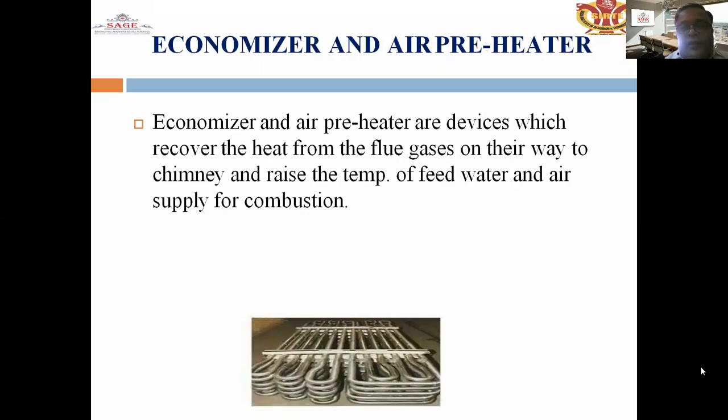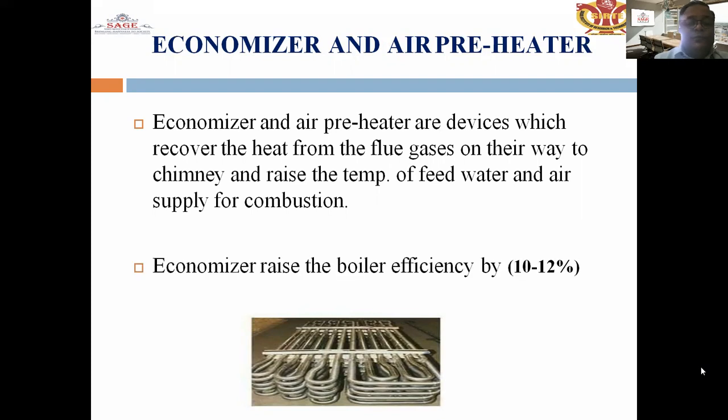Economizer and the air preheater are the devices which recover the heat from the flue gases on their way to the chimney and raise the temperature of the feed water and the air supply for the combustion. In a good combustion process, there is a need to supply the air from time to time, because if the air is not supplied on time, there will be chances of incomplete combustion, and due to the incomplete combustion, the temperature will not rise up to the mark. That's why the efficiency of the plant will not be improved.